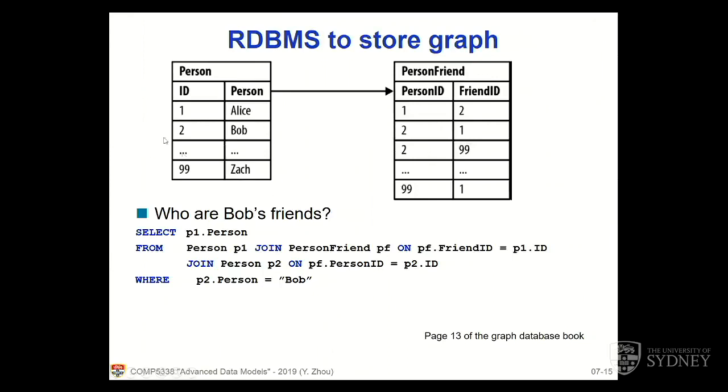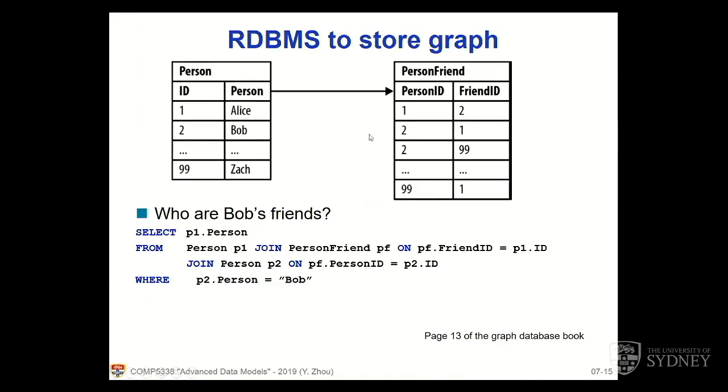So here, suppose we want to store a social graph, like who is the friend of a person, and which person is another person's friend. So first we have a person table. It stores the profile of the person. It could have a lot more columns. Here we only show 2 columns, the ID and the actual person's name.